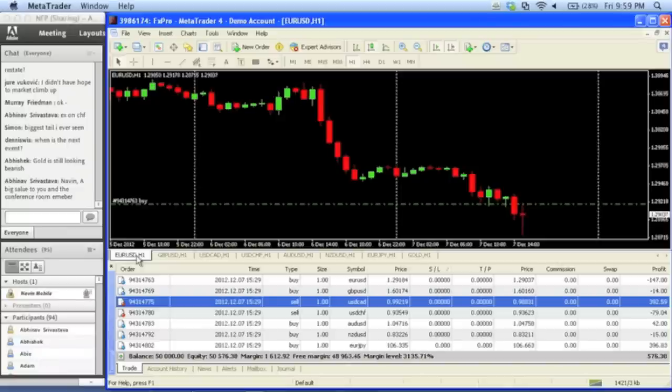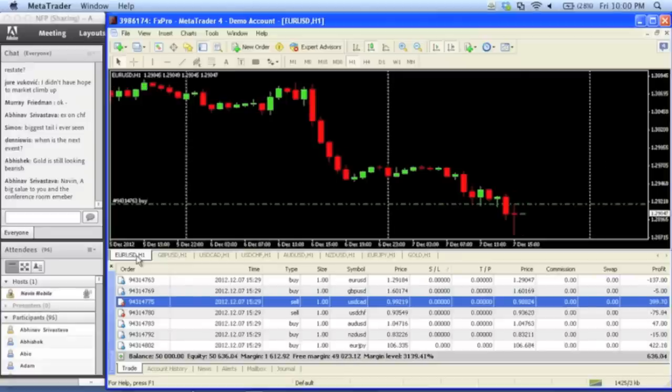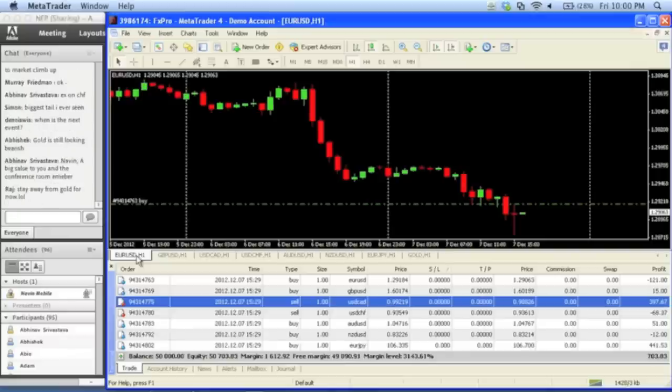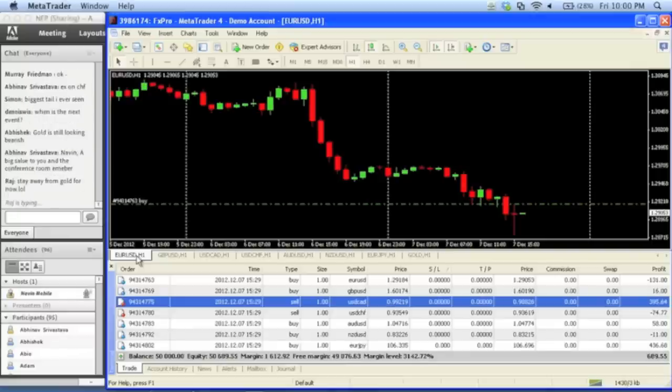Okay, Abhishek, gold is still looking bearish. When is the next event, Dennis? I try to do events as much as possible. Unfortunately, I've been extremely busy lately, so I've been doing only NFP. So I'm sorry for all of you Urban Forex members. As soon as the internship recordings and all this stuff free up some time for me, I will come back and do a lot more webinars with you guys, like I used to do, almost weekly. So don't worry, we will be back for all of that stuff.